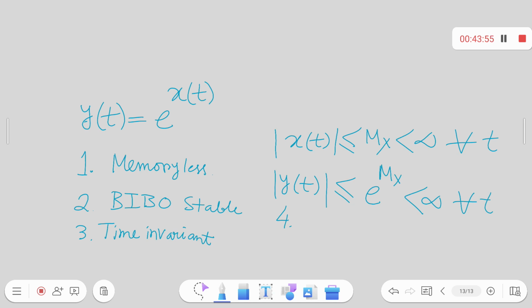Non-causal. Why? e power of minus 1 of the mod. Is it a causal system? My question is, is it a causal system?